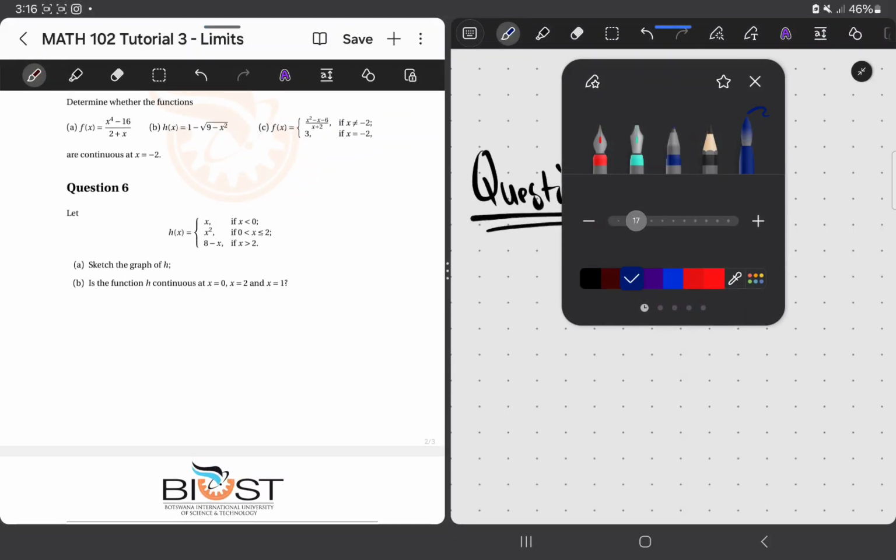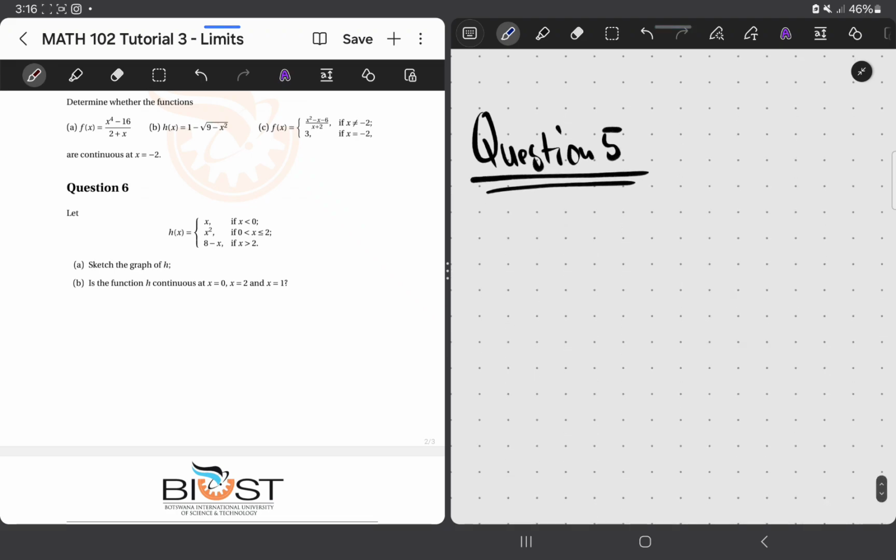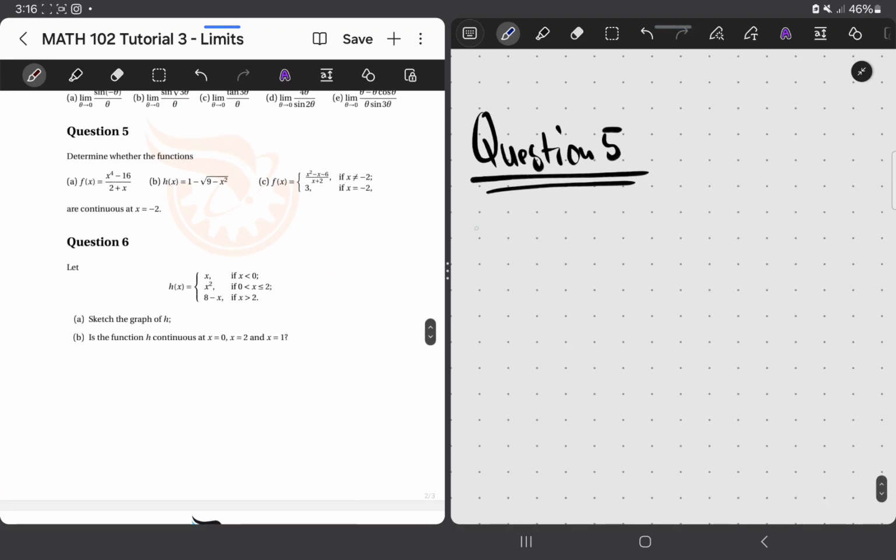Continuity is just one statement. It's not even anything, so we should be able to do that. So let's see it as we go through this. One statement that we always test. Now it says determine whether the functions are continuous at x equal to -2. They will always ask. There'll be a controversial point, a point in which something may not be continuous.